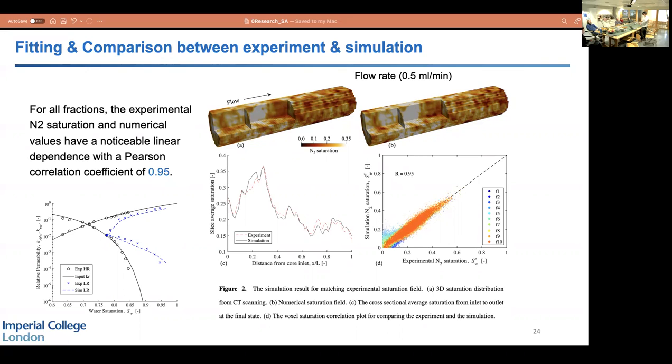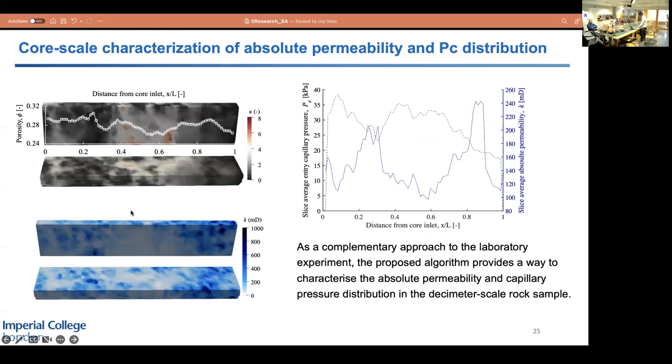To estimate whether our constructed model is correct or not, we do the low flow rate simulation, and we get the relative perm here, the dashed line, and compare with the experimental one. It's the cross points, these marks, and you can see they also have a very high correlation.